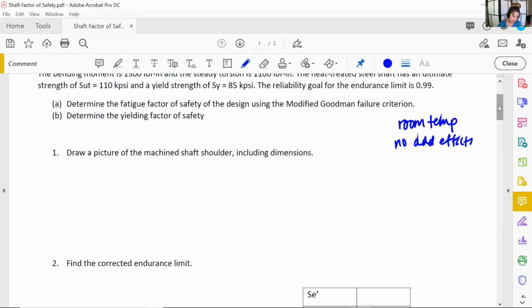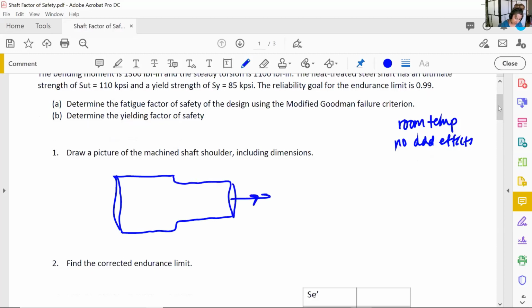Okay, first step, draw a picture of the machined shaft shoulder, including dimensions. So again, we're just drawing a portion of the shaft. We're just drawing and analyzing one location. The dimensions won't be to scale, I'm sure, but here we go. We have torsion, and then we have bending moment, and it is fully reversed. I have a straw right here, so you can picture it, the shaft is kind of doing this as it's rotating.